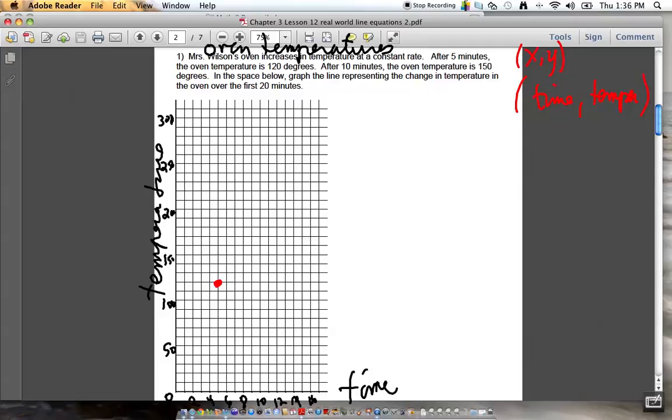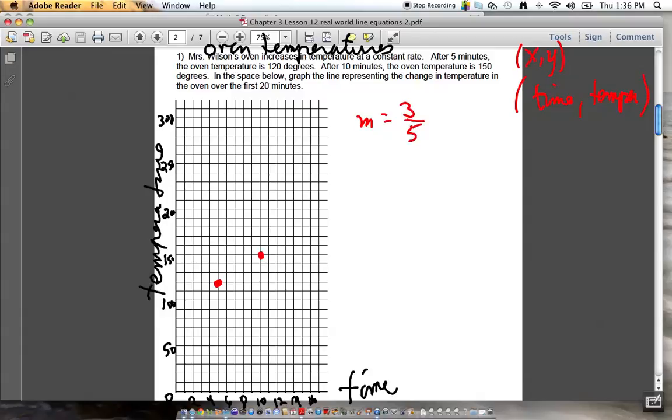And after 10 minutes, the temperature is 150 degrees. 10 minutes, 150 degrees. Now, there are my 2 points. That is something every person should easily be able to do. Now, what is the slope in terms of boxes, not in terms of actual temperature? Well, what is it in terms of boxes? Up how many, over how many? 3, 5. The slope would be up 3 over 5 in terms of boxes.